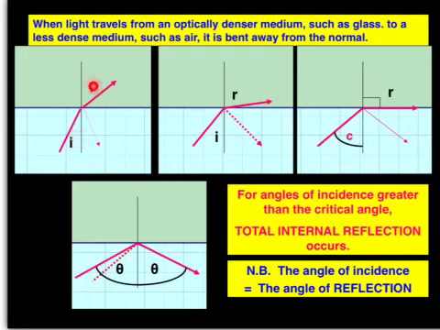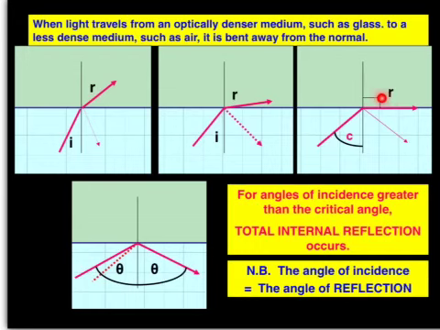You can see the angle of refraction is bigger than the angle of incidence because the light speeds up as it goes from glass into the air, and therefore it bends away from the normal. This is the normal here. And as we make the angle of incidence bigger, the corresponding angle of refraction also gets bigger until it gets to a point where the angle of refraction is exactly 90 degrees.